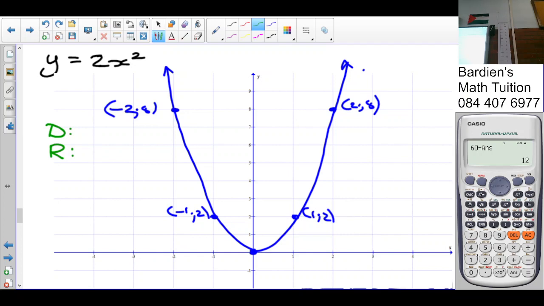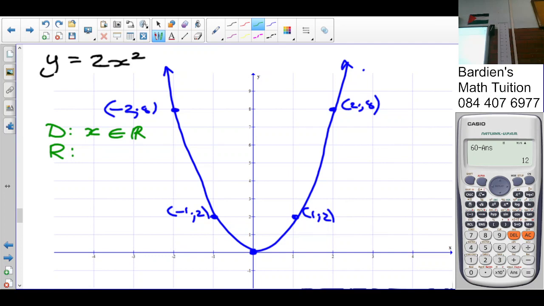Right. So look at them, what's the domain of this graph? It goes negative infinity, positive infinity, not so? So what do we say? X is an element of all real numbers. Not so?